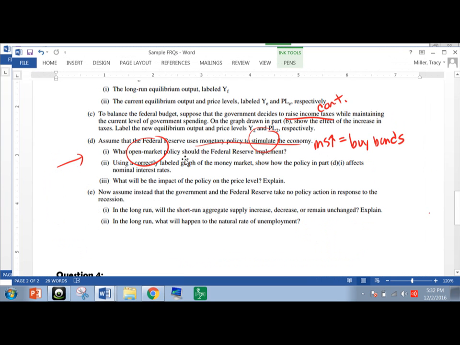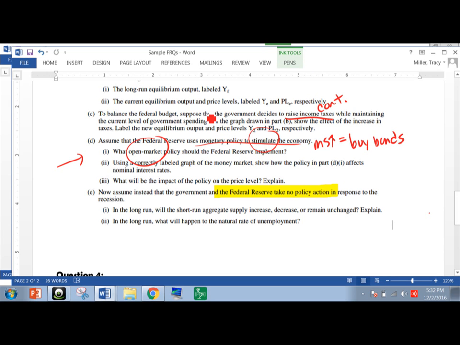Lastly, part E, now assume that the government and the Fed take no action. So like I've told you in the past, this concept of no action is a common follow-up to all these different things, fiscal and monetary, try them out, what could happen.